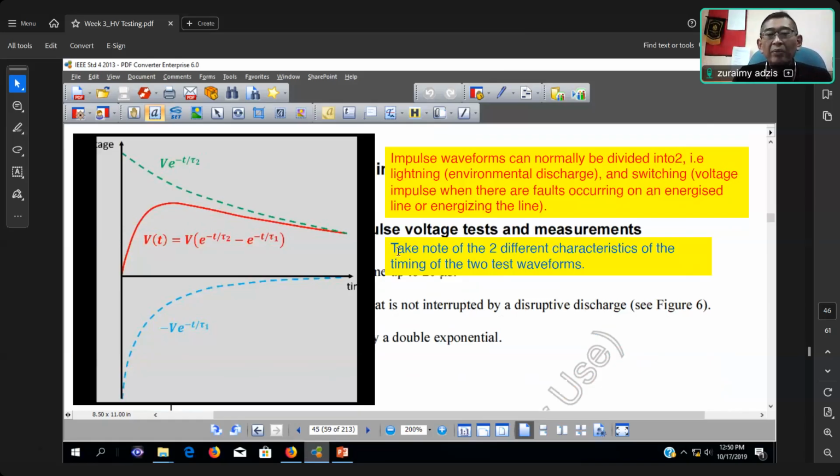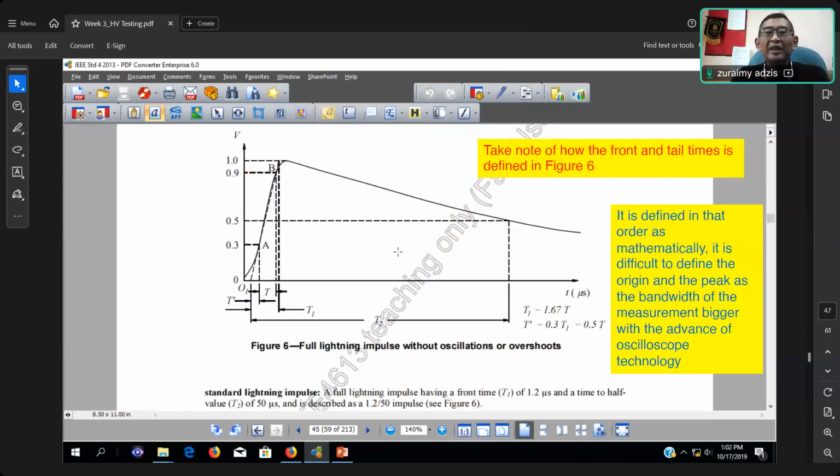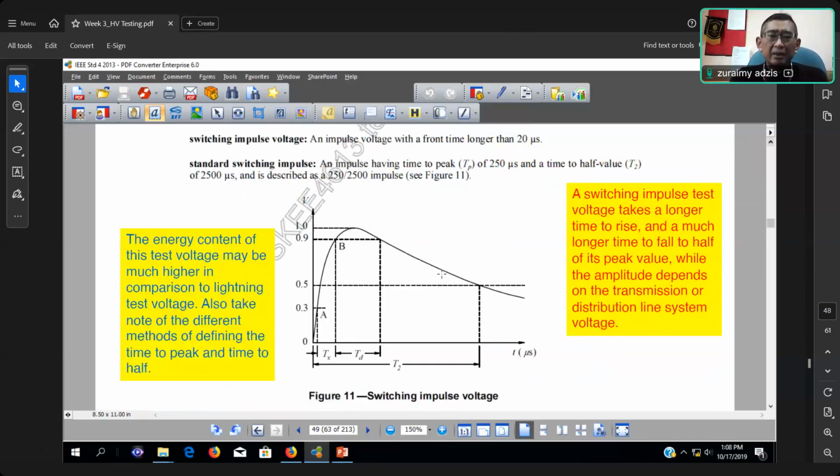If you try to compare both lightning surge waveforms and switching surge waveforms, you will see there are two completely different waveforms. One is very steep, very high, while the other one is much, much slower. The first one is lightning. Even in this figure, it doesn't look very steep, but look at the timing. Around microseconds. So it occurs in a very short time.